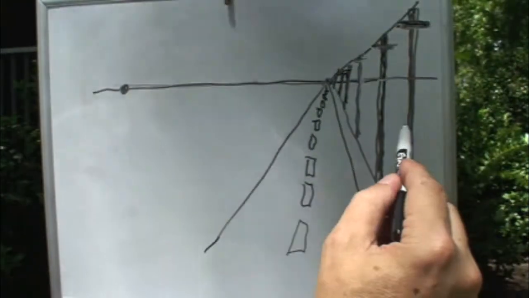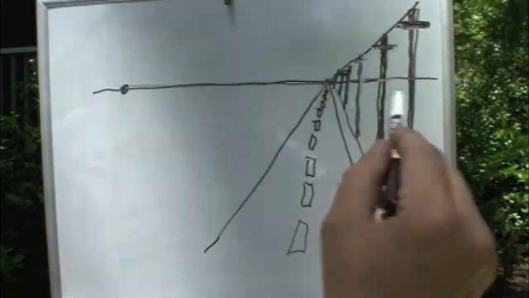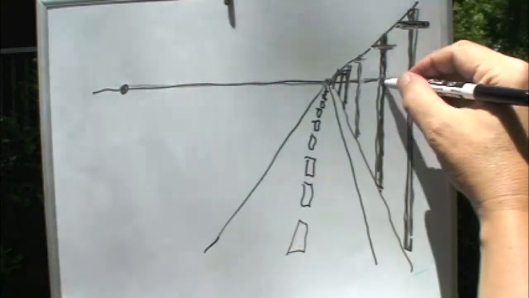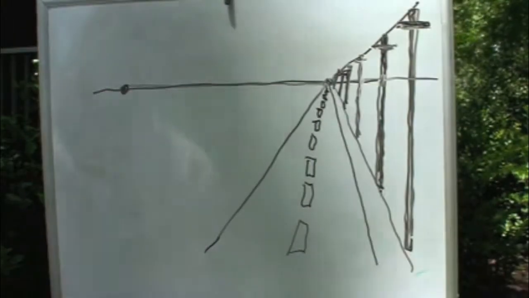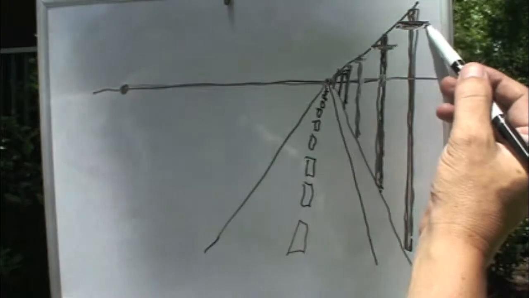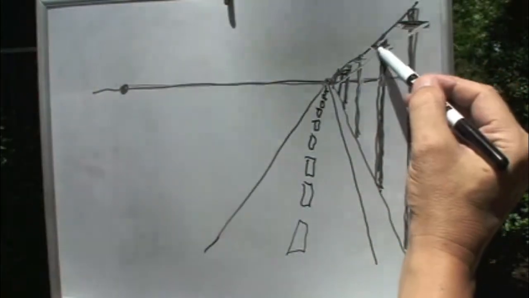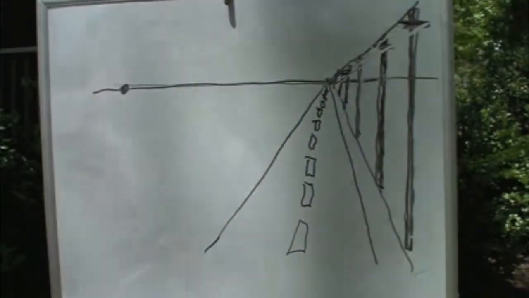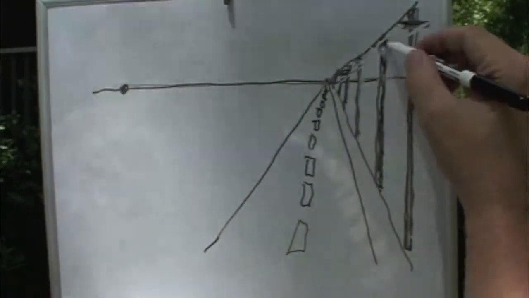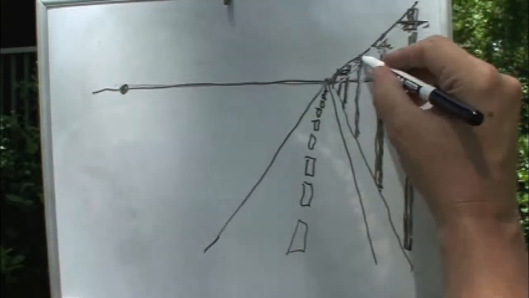There's actually a mathematical calculation that you can use to calculate the distance between these poles, but I failed math, so I just eyeball them in. And as you can see, even these posts, or these cross members, follow that same principle towards the vanishing point. So there's the telephone poles.